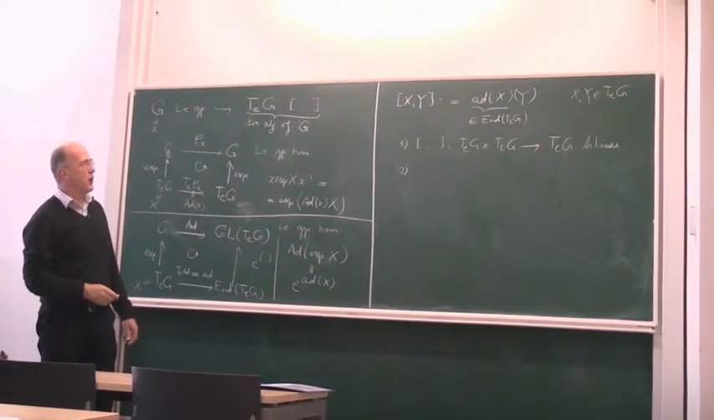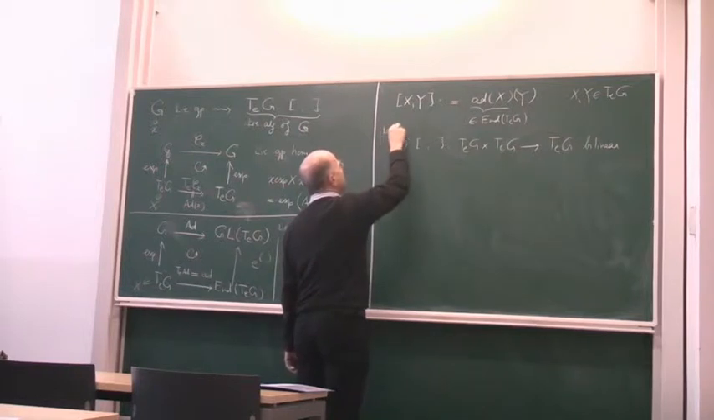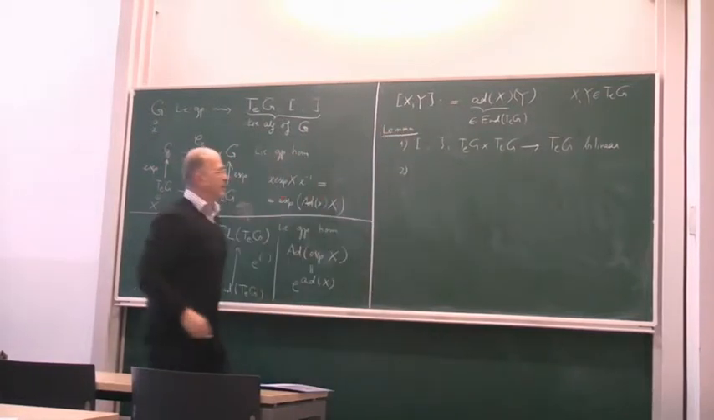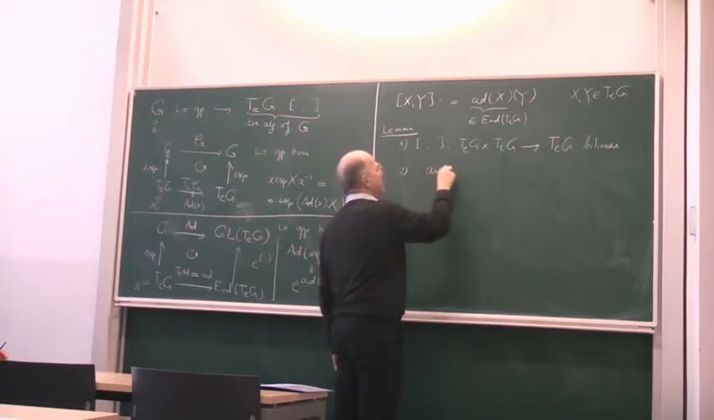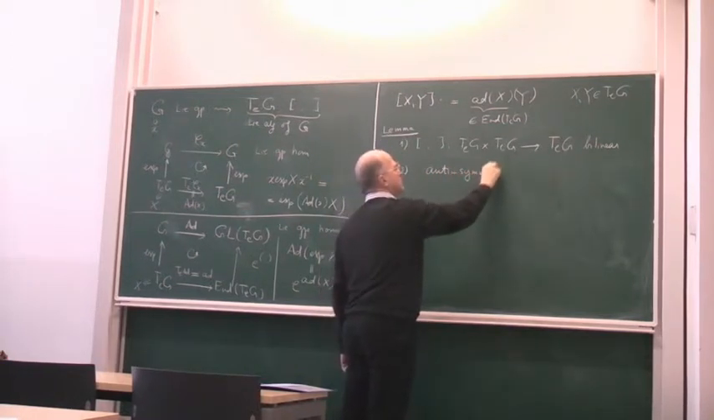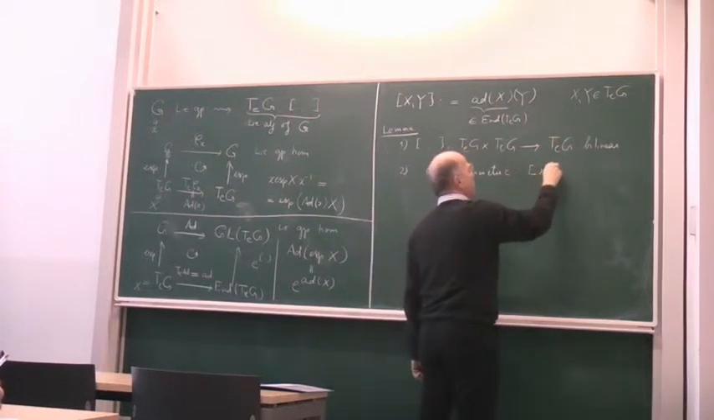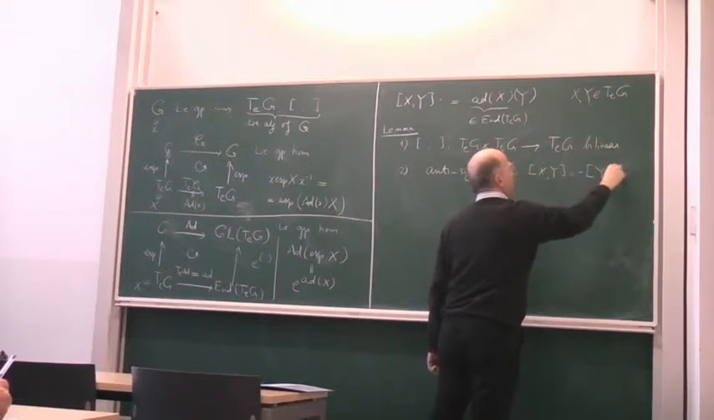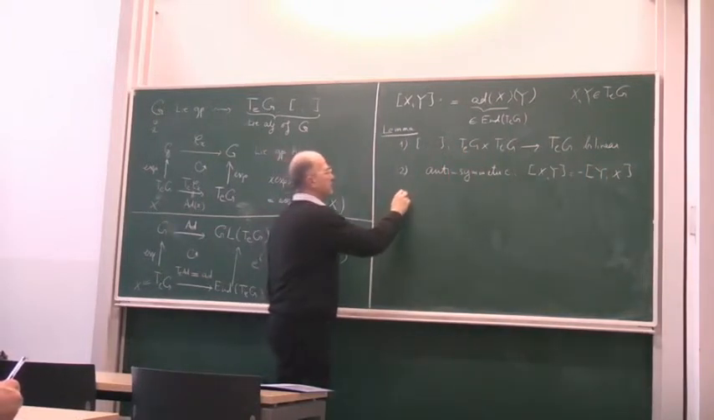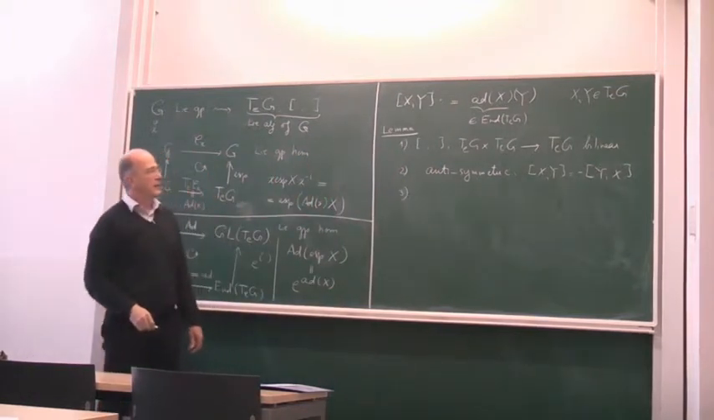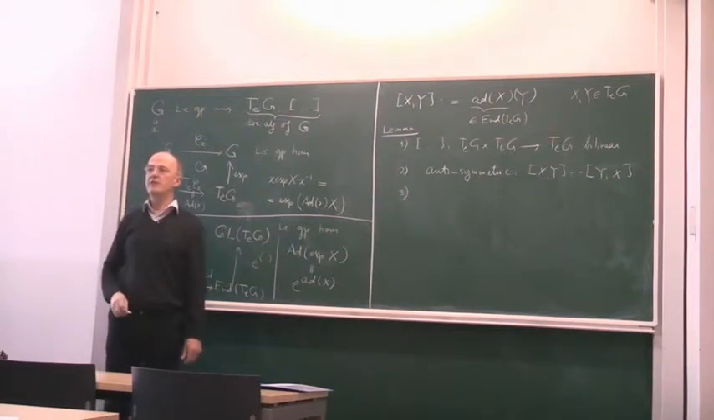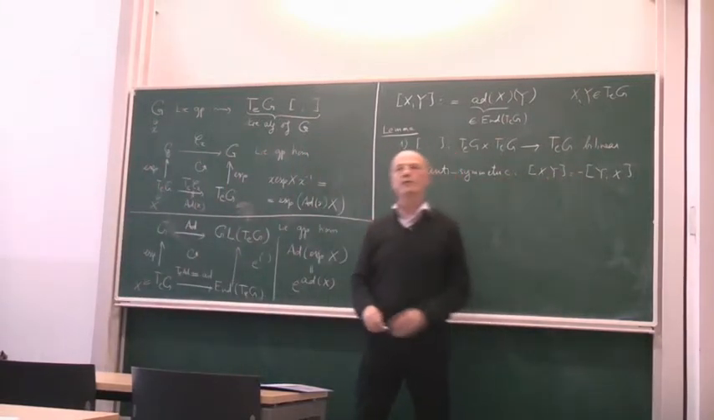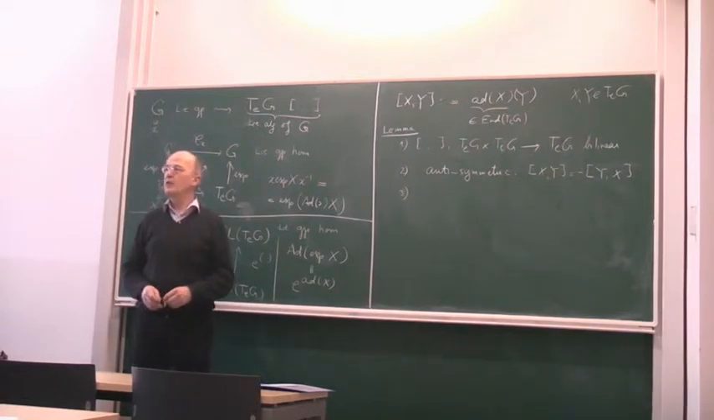Okay, now secondly I want to show, so this is going to be a lemma. Secondly, I will show that this bracket is anti-symmetric, and this means that the bracket of x, y is minus the bracket of y, x. And then the third important observation is that this bracket satisfies the Jacobi identity. Now there are several ways to write the Jacobi identity because of the anti-symmetry of the brackets. I'm now going to put it in a form in which I will prove it.